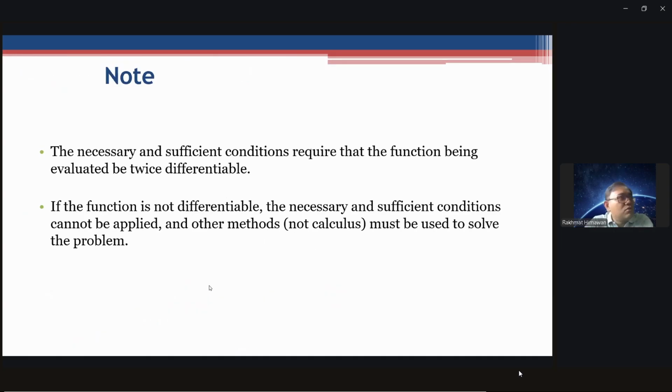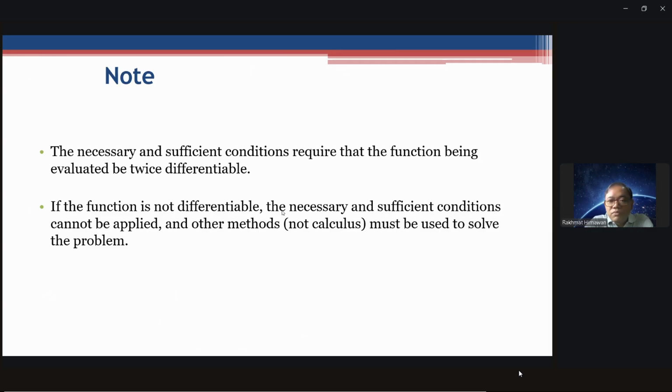All right. So the function has to be differentiable, or have a derivative. If it's not differentiable, the necessary and sufficient conditions cannot be applied. If you cannot use the derivative, you can use other methods. Okay.